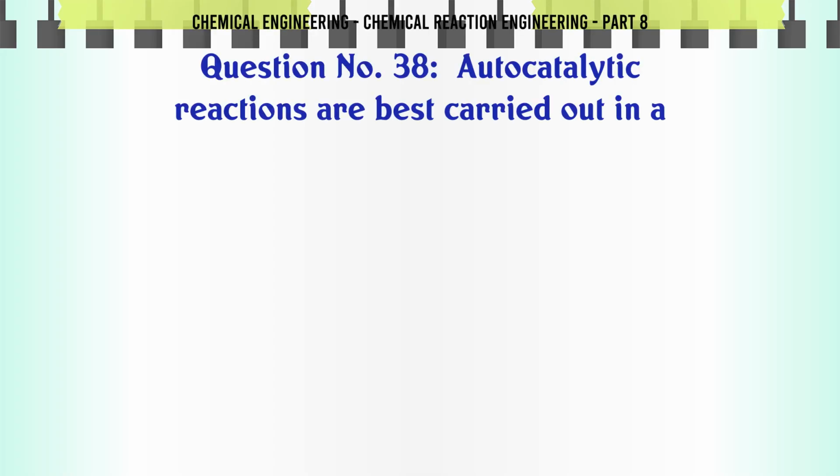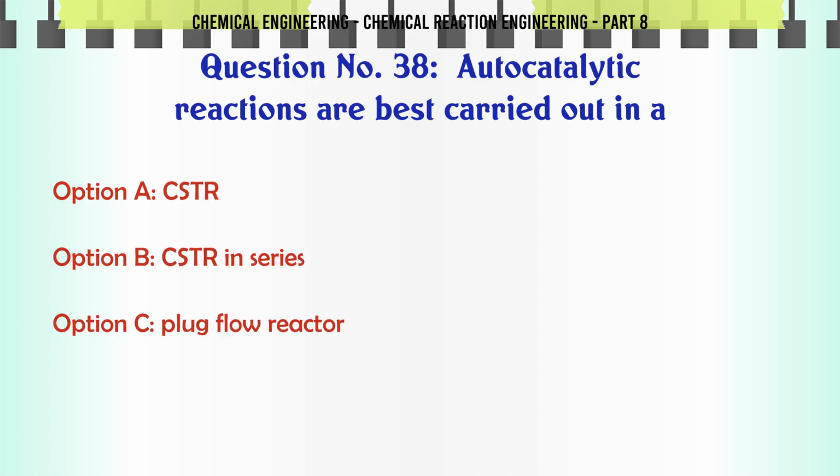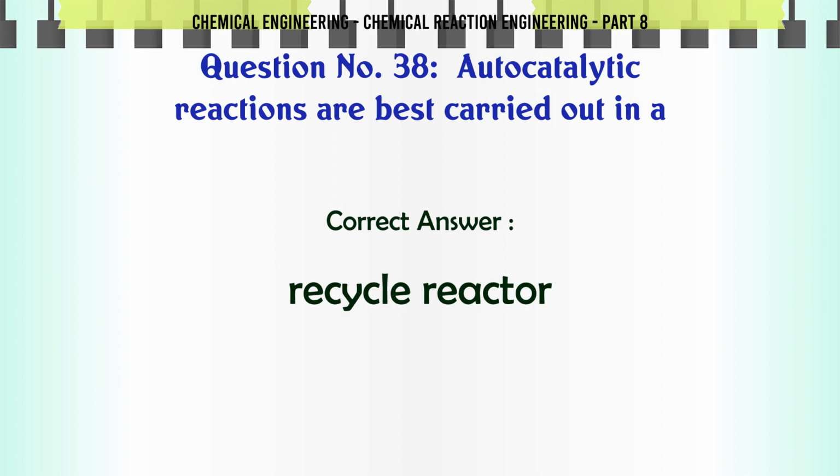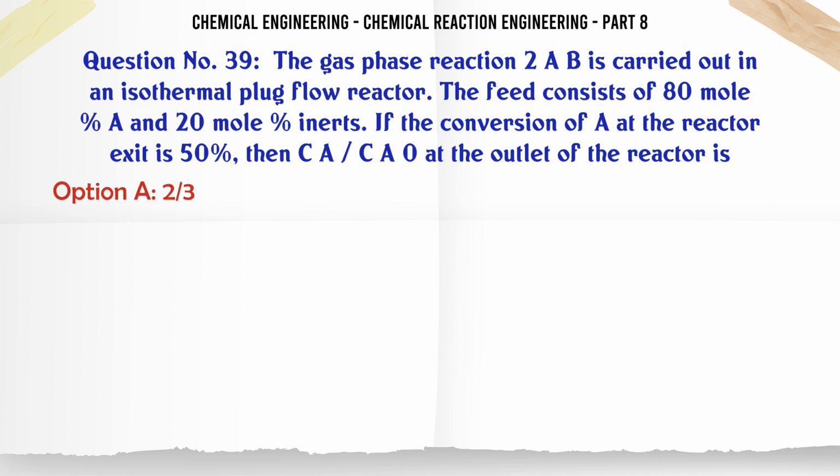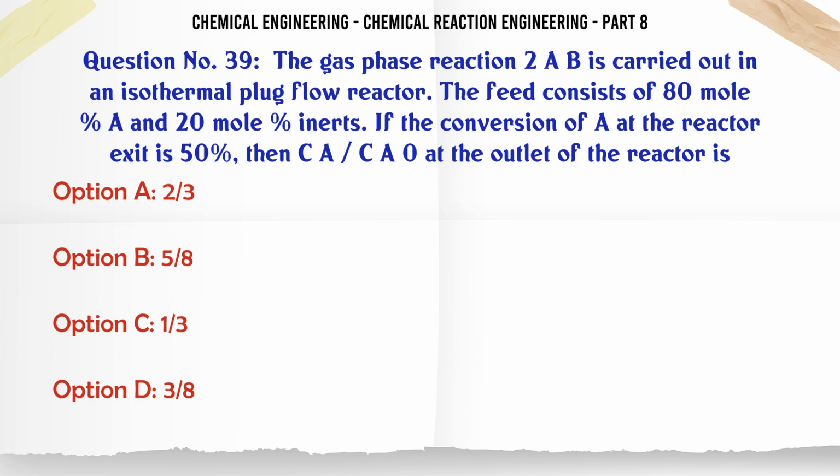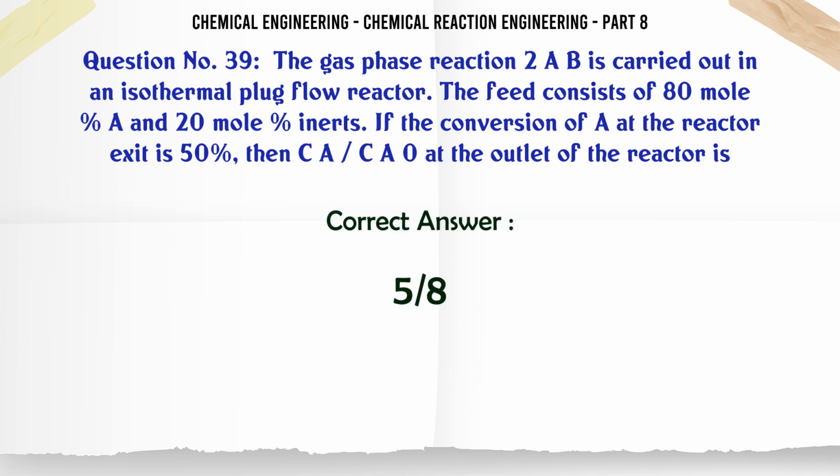Autocatalytic reactions are best carried out in A. CSTR. B. CSTR in series. C. plug flow reactor. D. recycle reactor. The correct answer is recycle reactor. The gas phase reaction 2A → B is carried out in an isothermal plug flow reactor. The feed consists of 80 mole % A and 20 mole % inerts. If the conversion of A at the reactor exit is 50%, then CA/CA0 at the outlet of the reactor is A. 2/3, B. 5/8, C. 1/3, D. 3/8. The correct answer is 5/8.